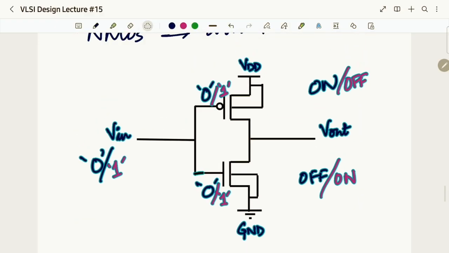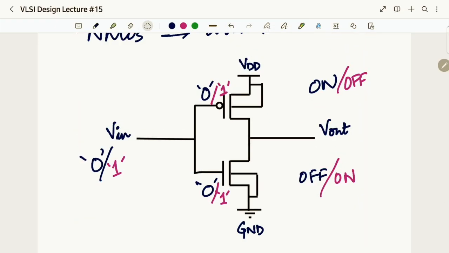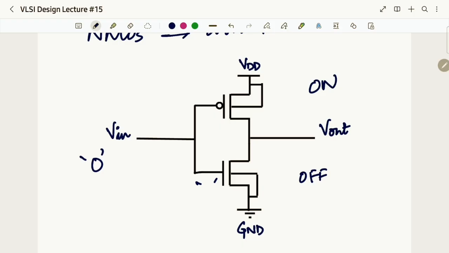Okay, now let us only focus on logic 0. Okay, so I have provided logic 0. So my NMOS is off, PMOS is on.